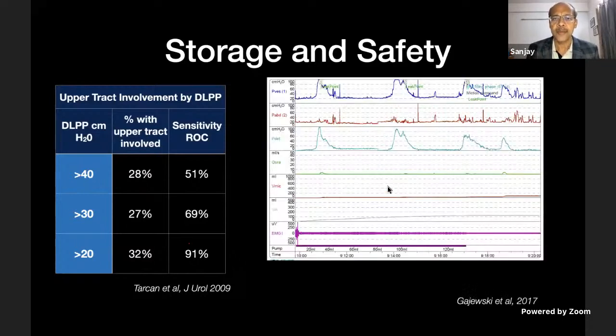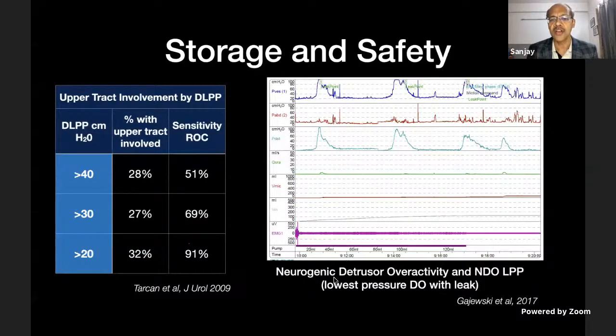One more concept related to storage is what is called the neurogenic detrusor overactivity leak point pressure. Now, NDO just implies that the detrusor overactivity is in a neurogenic setting. And you can see here that NDO is occurring as we are filling the bladder, and the pressure at which the patient leaks is called the NDO leak point pressure. This is a relatively newer concept, and there's very little data to show how this pressure is associated with upper tract damage and prognosis of the patient. We don't really have good quality data on this.